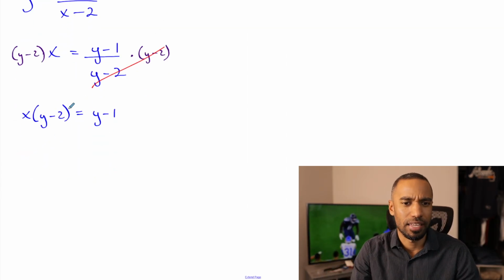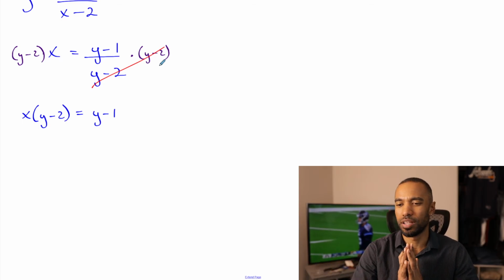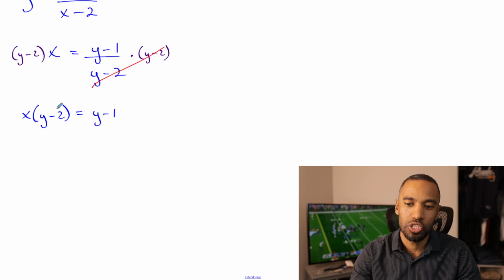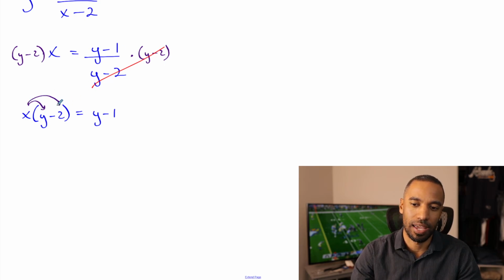Now, how do you get y by itself when it does this? Here's what you want to do. You do want to distribute. You want to distribute x into the y and the negative 2. We'll get xy minus 2x equals y minus 1.